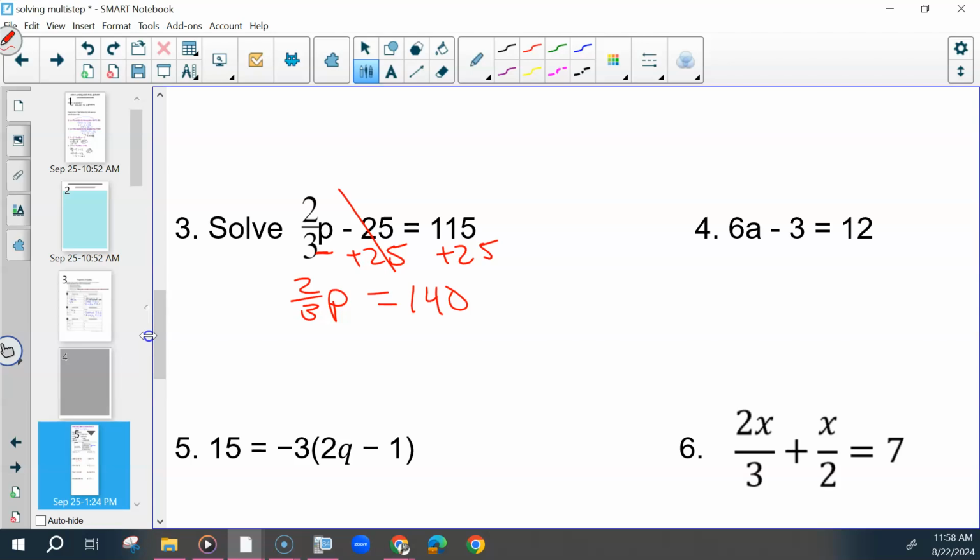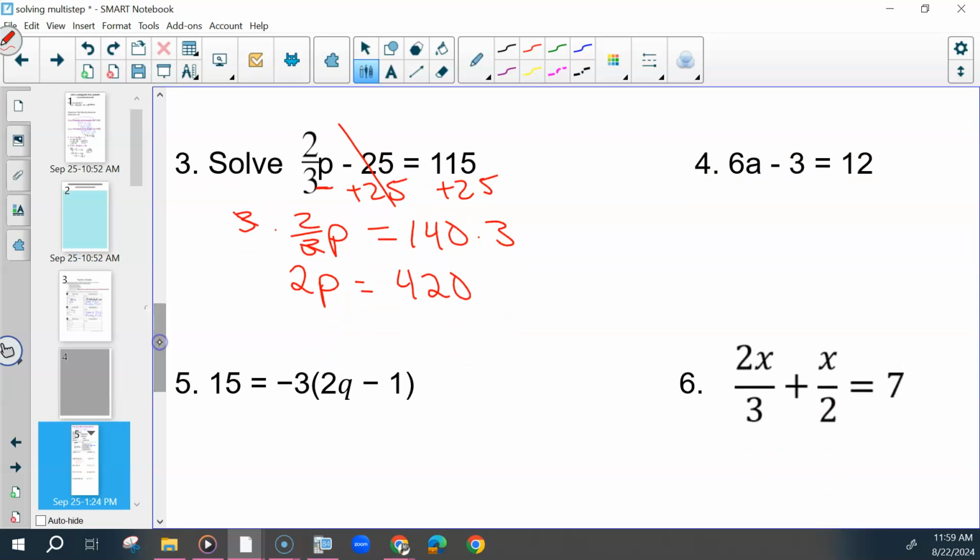So if I separated this, let's say I just want to get rid of the 3 first. Right now the 3 is being divided, so I could get rid of it by doing what? Multiplying. I could multiply both sides by 3. And what happens is you could multiply exactly and then simplify, but really these 3, they just cancel. So we don't even have to do that. What is that? 140 times 3. My brain is blanking on all math today. 420. Thank you.